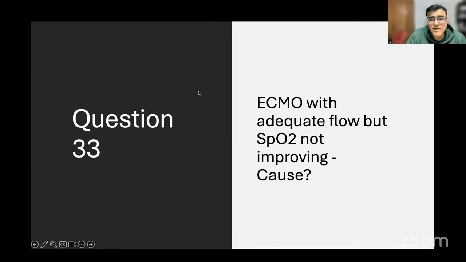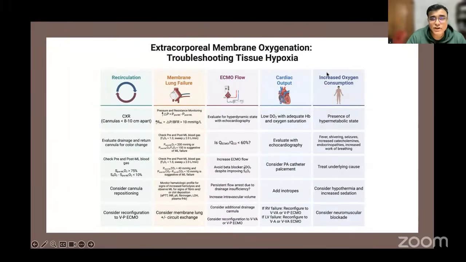Question 33. ECMO with adequate flow, but SpO2 not improving. They had asked the cause. There are multiple causes for failure of oxygenation in ECMO, but what this describes is probably recirculation. It happens whenever the cannulas are in very close proximity. Whatever blood you are putting back into the patient is coming out again into the ECMO circuit, so that recirculation is happening. That is not getting to the patient, and obviously that is why the oxygenation is not improving.